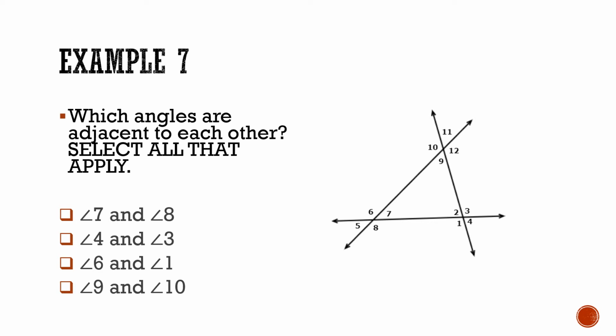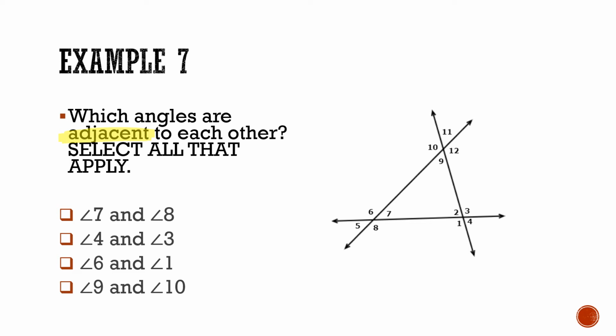Okay, which angles are adjacent to each other? Select all that apply, so that means there could be more than one right answer. There may just be one right answer, but there could be more. So which angles are adjacent? Okay, I'm just going to work through my answer choices here. Remember that adjacent means that they are beside each other. They share a vertex and a side.